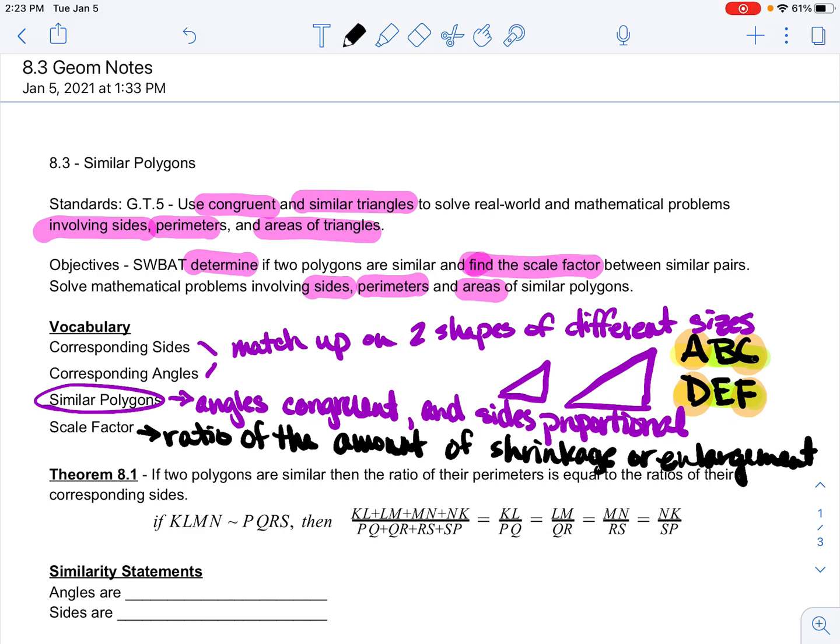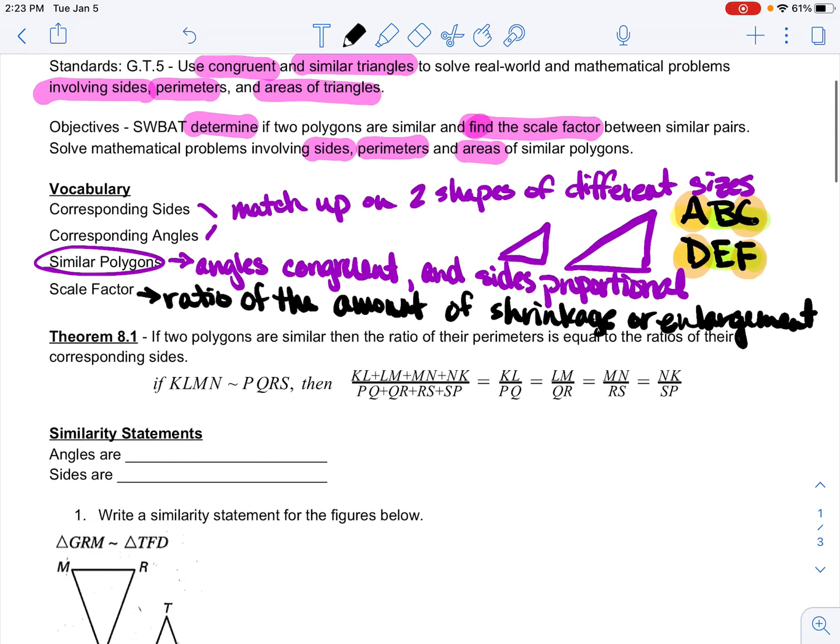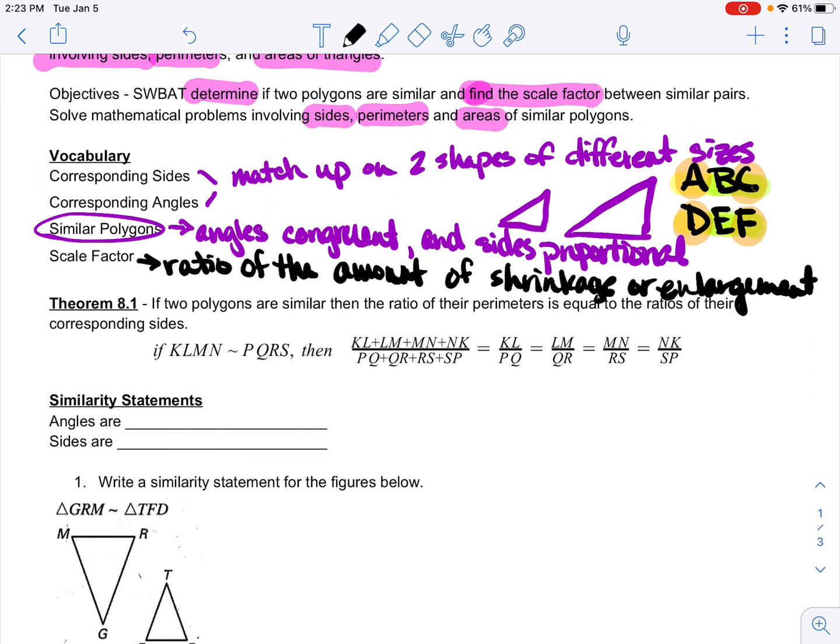All right, we're also going to be looking at a theorem today, 8.1, and basically it is saying that if there's a scale factor for their corresponding sides, it's equal to the scale factor for the perimeters. So basically we can use the exact same proportions for perimeter as we do for the sides. And that works out nicely when we're doing problems later on.